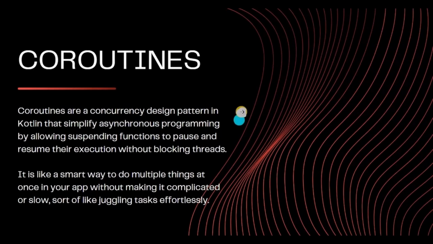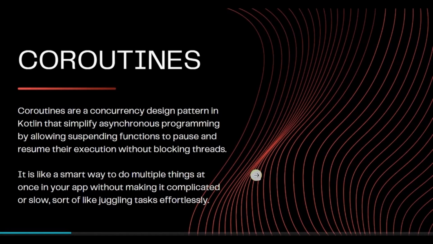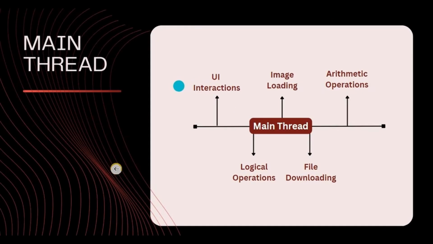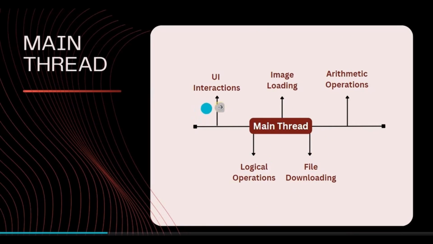Coroutines are a concurrency design pattern that allow for sequential execution of tasks in a non-blocking manner. In very simple language, coroutines manage multitasking very well by dividing processes into multiple threads. Now, what is thread? Thread is like a pipeline where all the processes take place. Processes as in UI interaction, image loading, file downloading and all. So this is our main thread. Here all the processes take place.